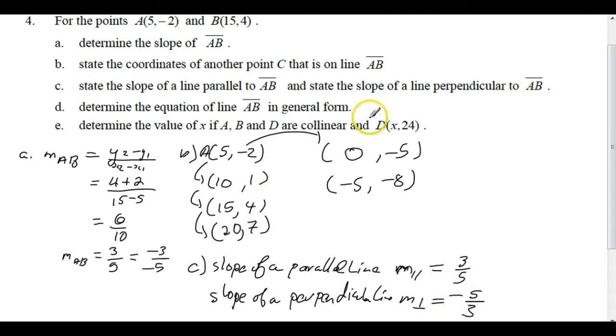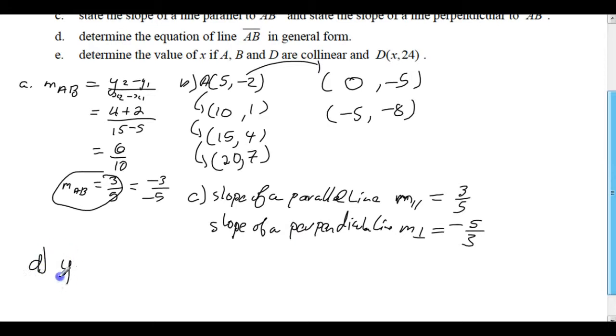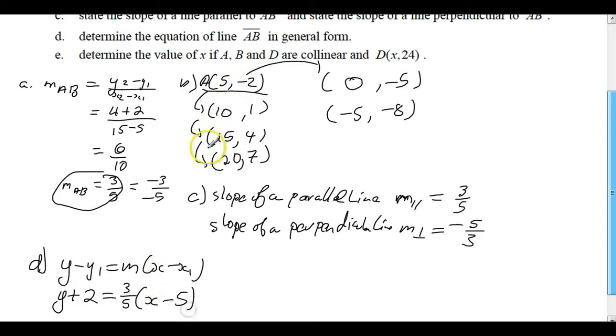D, determine the equation of line AB in general form. All right, so we have 2 points. In order to do that, we're going to use the point-slope form. We need the slope, and we've worked that out. The formula for point-slope form is y minus y1 is equal to m times x minus x1. We'll substitute in using point A. So this will be y minus negative 2, so y plus 2, is equal to 3/5 times x minus 5. Now we need this in general form, and general form is ax plus by plus c is equal to 0.